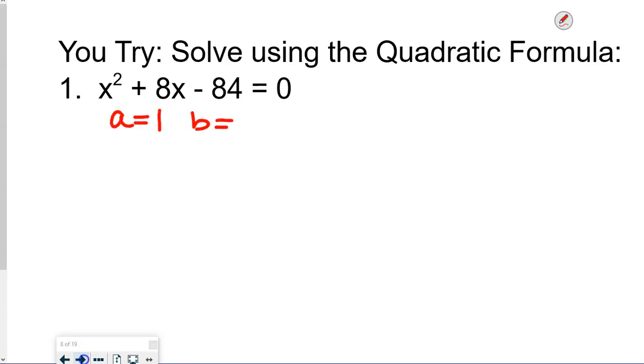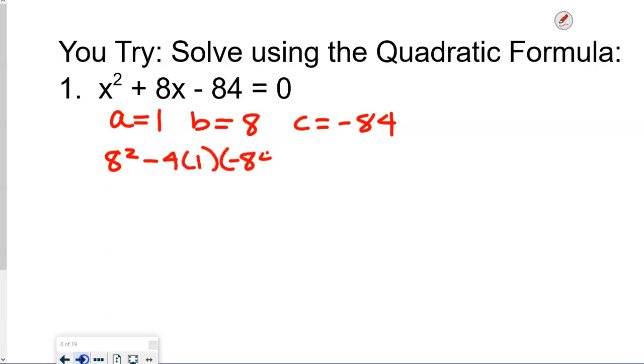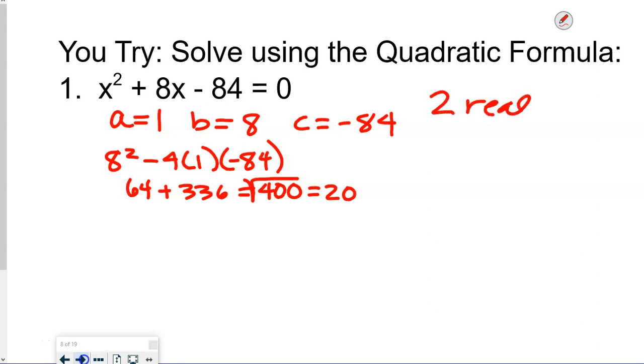Again, going to pull our coefficients. 1, 8, negative 84. Going to do b squared, which is 8 squared minus 4 times a times c. That's going to give me 64 plus 336, which equals 400. If I take the square root of 400, that's 20, right? So this is going to be two real solutions, right? That are, again, rational. Two real rational solutions, okay?